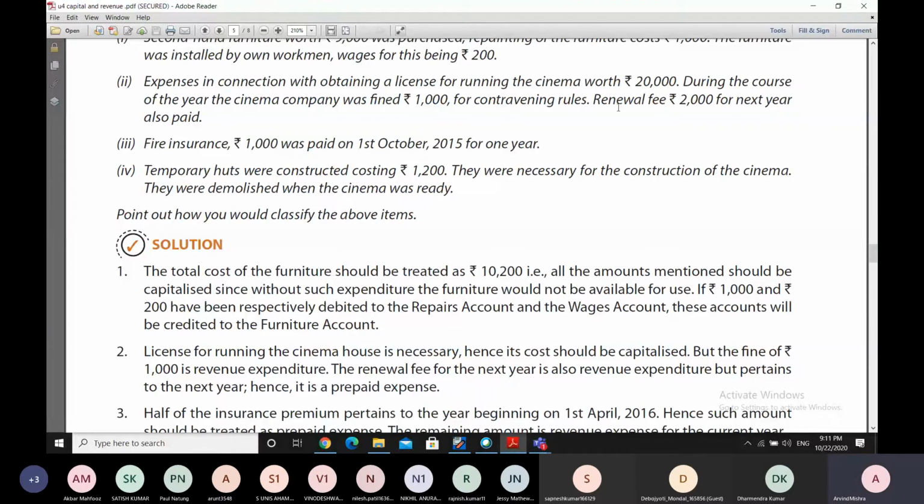Thereafter, the renewal fee that has been paid for next year will also be a revenue expenditure because this is being paid to just keep in place or maintain the cinema business. But since it is for next year, it will be taken into a prepaid expense account because it has not been incurred and it is an advance payment, and therefore it is a prepaid expense.